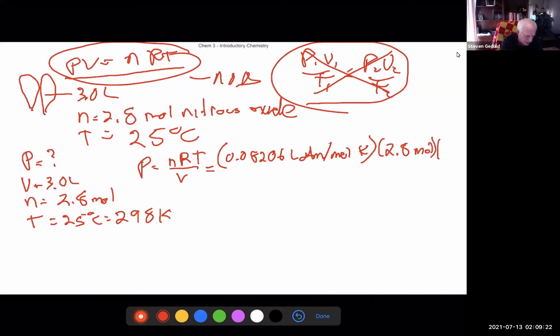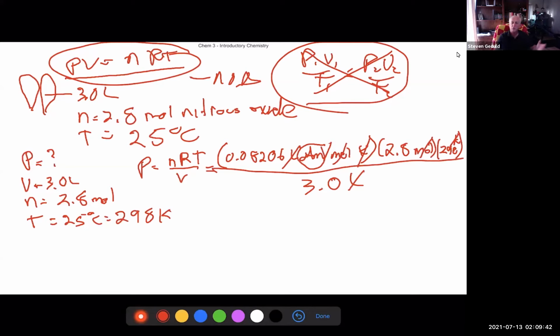And temperature was 298 Kelvin, running out of room. And the volume was 3.0 liters. Now, liters cancel. Moles, this is per mole, this is moles, that cancels. Kelvin per Kelvin, Kelvin cancels. And what we're left with is atmospheres, which is pressure, which is what we want. So chances are we set it up right.